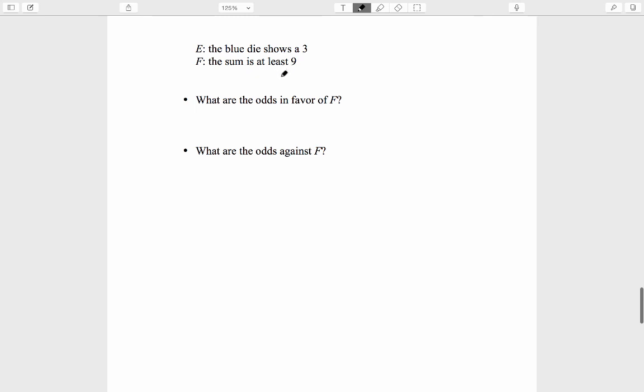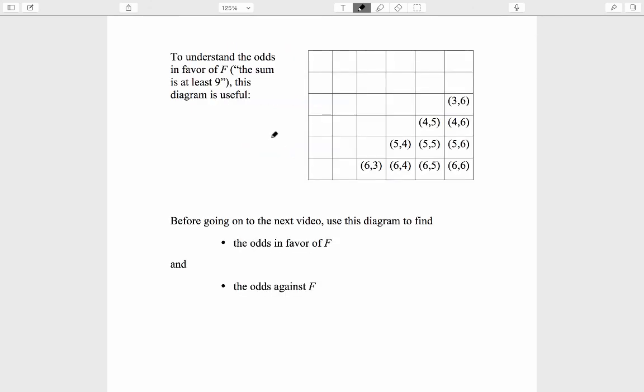Now this event pertains to both dice, so when we attempt to draw a strip diagram, we can't draw the same one with just 6 boxes in it. We really need to think about all 36 equally likely outcomes of this experiment, and that's true whether we're thinking about probability of F, or odds in favor of F, or odds against F. So to carry this out, to understand the odds in favor of F, or against F, drawing the diagram this way is useful. We've done this sort of thing before, just without the grid.